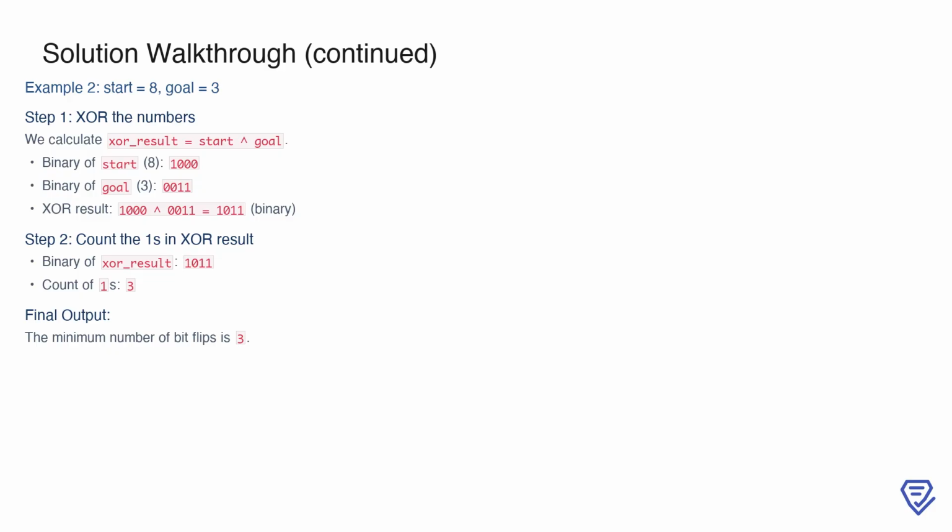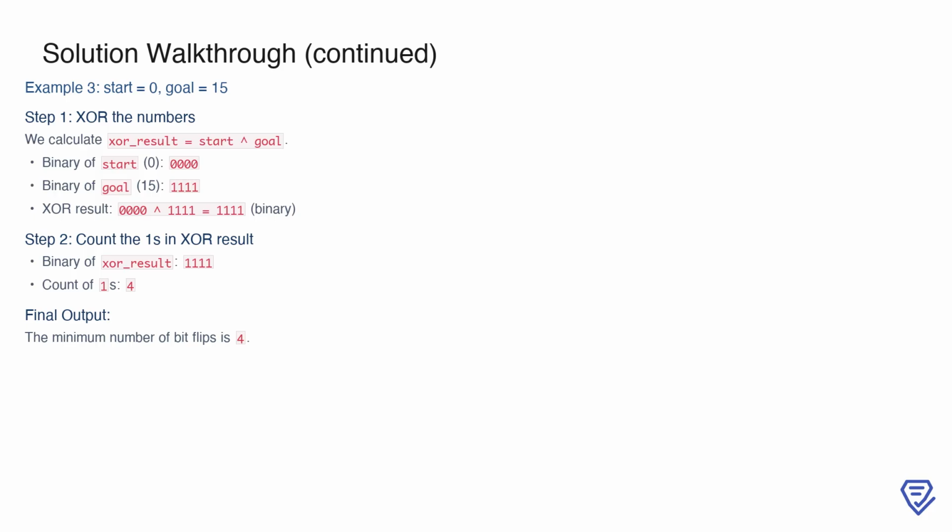The binary representation of 8 is 1000, and 3 is 0011. Performing the XOR operation, we get 1011 in binary. This result shows us which bits are different between the two numbers. To find out how many flips are needed, we count the 1s in the XOR result. The binary 1011 contains 3 1s, so the minimum number of bit flips required to convert start to goal is also 3 in this case.